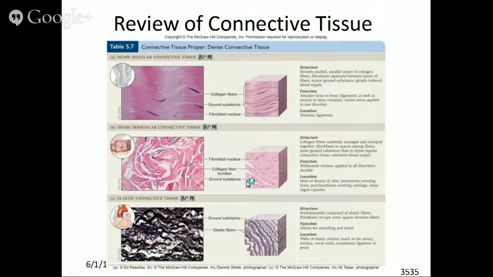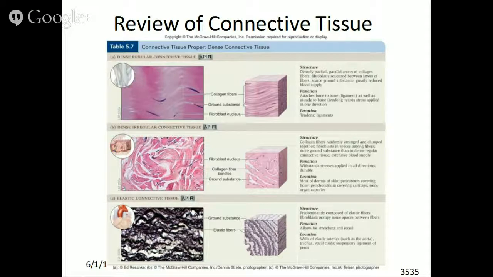Whereas these fibers are going in the same direction, so they can only withstand stress from one direction, dense irregular connective tissue has fibers going in multiple directions. Therefore, they can withstand stresses applied in all different directions, which actually makes it quite a bit more durable.